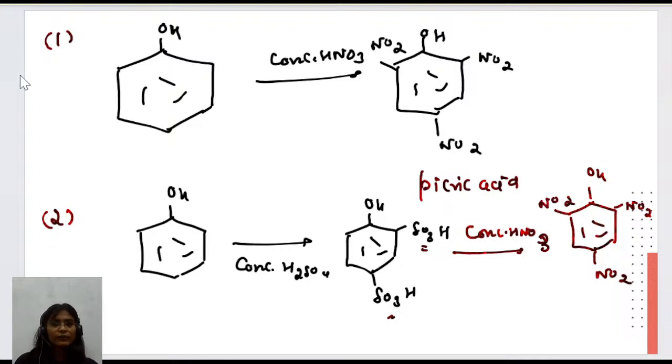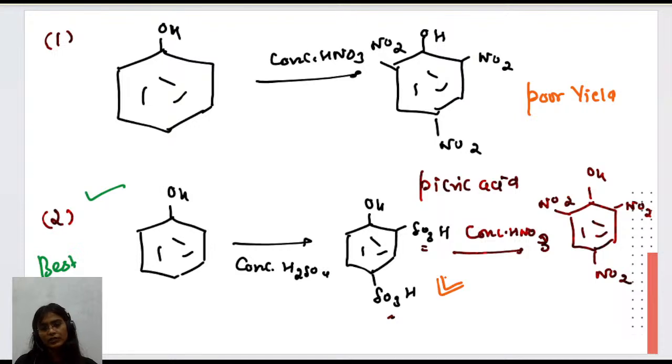Now, if you compare method number one and method number two, this is the best method for the preparation of picric acid: first go with the sulfonation and then go with the concentrated HNO3. In method one, the yield is poor. Although we use this reaction, the yield is not very good. On the other hand, because of the presence of SO3H, the reaction rate increases a little bit, and the yield of the product is very good. So the second method gives a good yield.